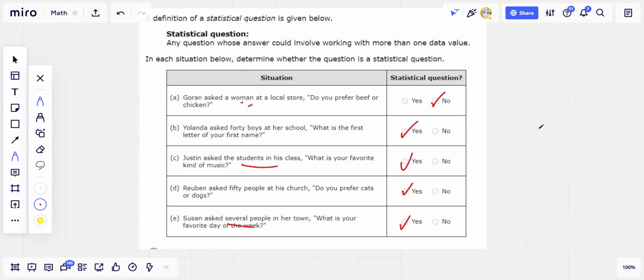So that is a little bit of work with determining whether a question is a statistical question.